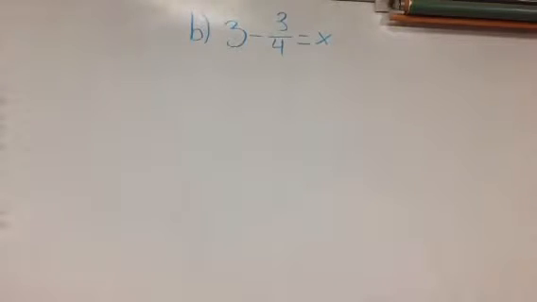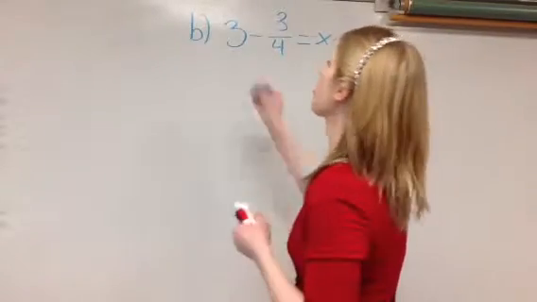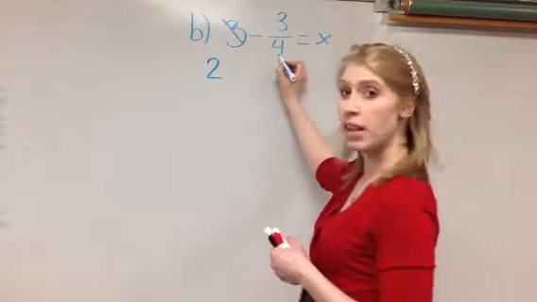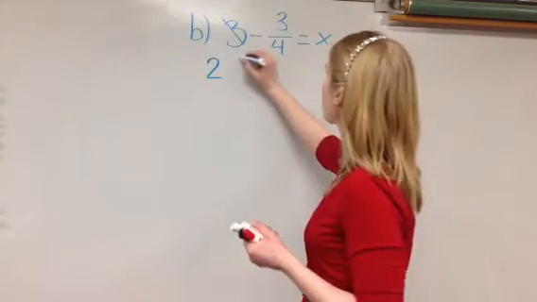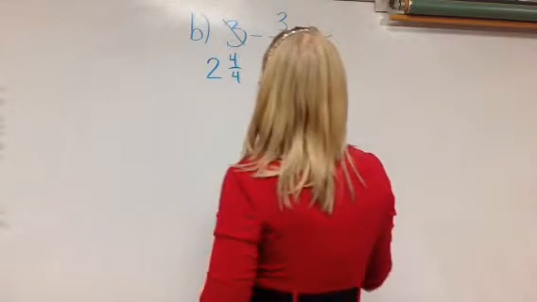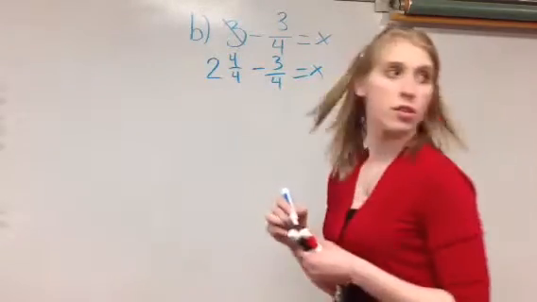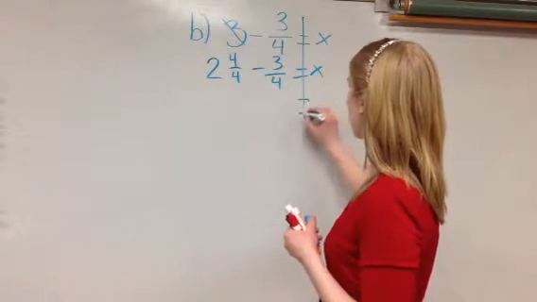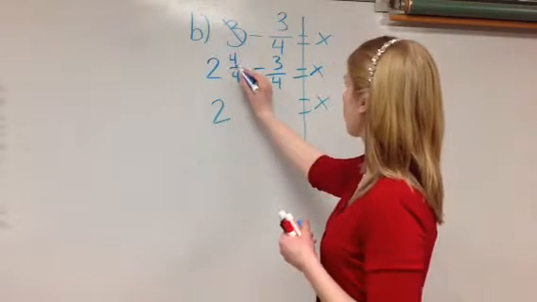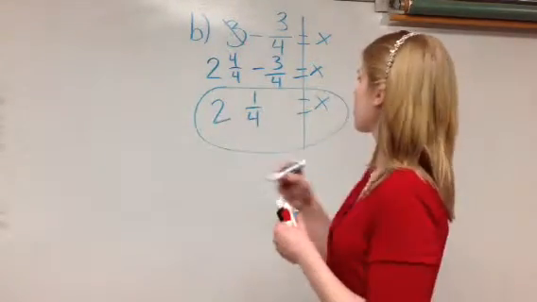Letter B has an example of 3 minus 3/4. So again, we have a fraction, we have a whole number. We have to change the whole number in order to subtract the fraction. So the 3 will change into a 2. I look to my denominator, and that's a 4. So that means in order to get my 3, I have to have 2 plus 1, but that 1 has to be a fraction. So it'll be 2 and 4/4 minus 3/4 equals x. So I just keep my 2 and I look at my 4/4 minus 3/4. 4 minus 3 is 1. So it's 2 and 1/4 equals my x.